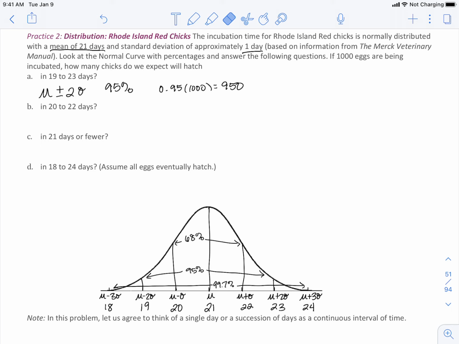Okay, next one says 20 to 22 days. So now we're looking from 20 to 22. This one looks like we have mu minus sigma to mu plus sigma, so our mu plus or minus 1 standard deviation. Well, we know that represents 68% of our data. So I can do 0.68 times 1,000, and that's going to give us 680 chicks.